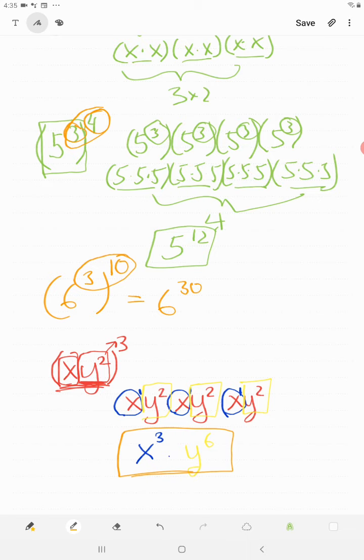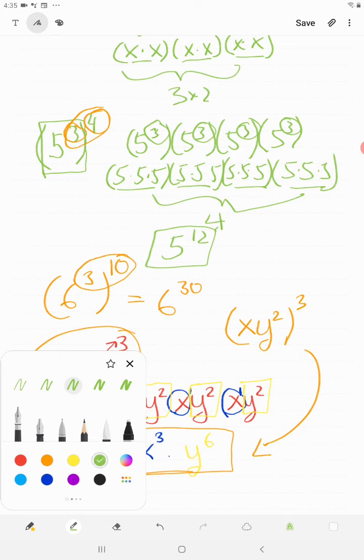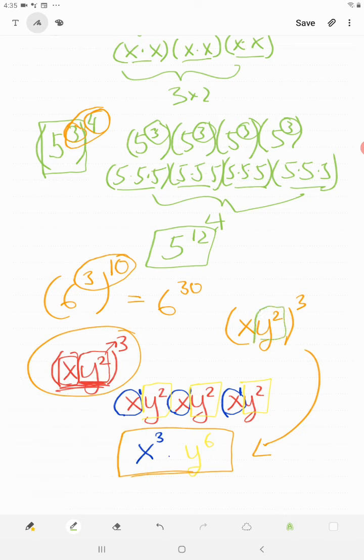So I'm going to go back here and write this out. I want to show you how we can get x to the 3rd, y to the 6th. The key here is to remember that everything gets raised to the power. So y to the 2nd gets raised to the 3rd power. And remember what we just learned, that when you raise a power to a power, you multiply them, or 3 groups of 2. So this would be y to the 6th.